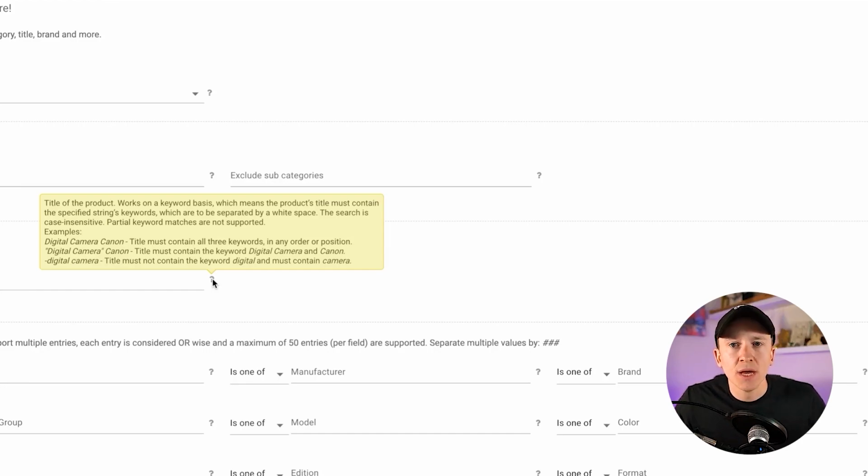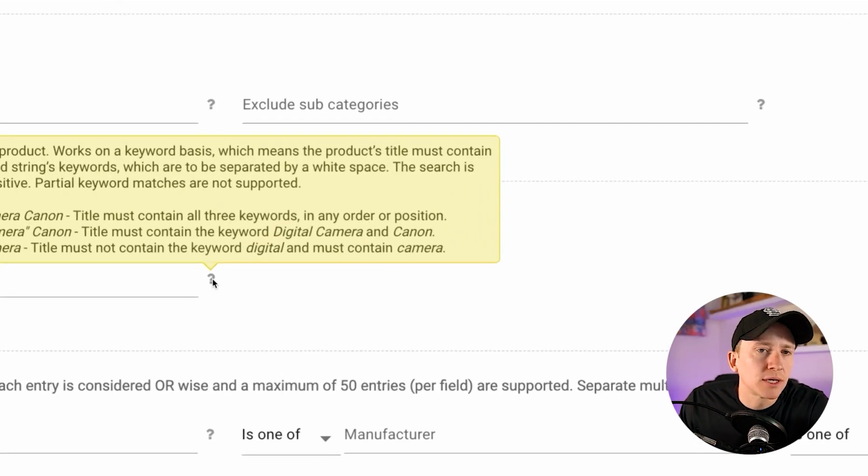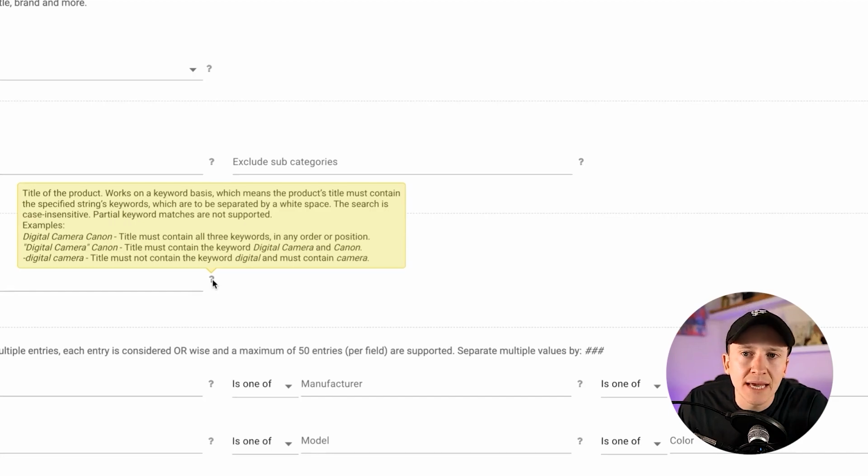So for example, you can see here, there's a first example. I'll try to zoom in even more. So digital camera Canon. In that first example, if you're just typing in those 3 words, the title must contain all 3 keywords in any order or position. So that does not mean that it's going to show up in the title of digital camera Canon in that order every time. It could be digital, blah, blah, blah, camera, blah, blah, blah, Canon, right? And those could be just a way for Keepa to pull back any listings that have those words.